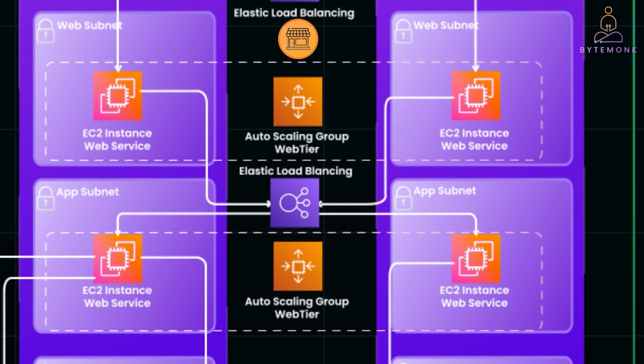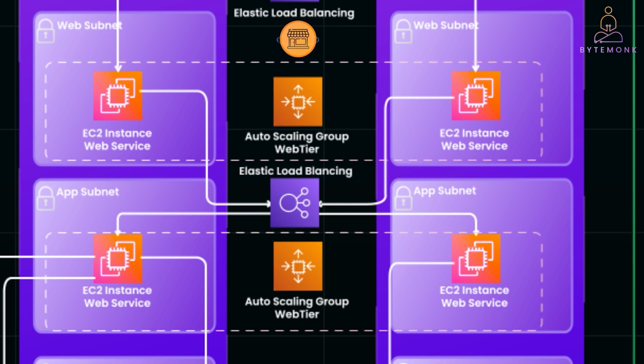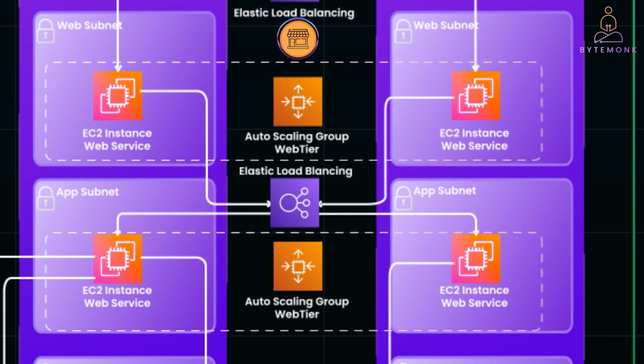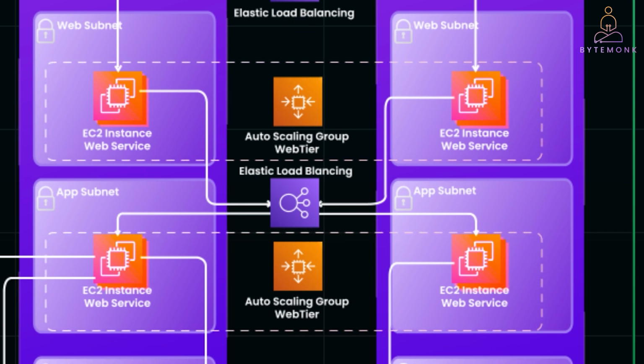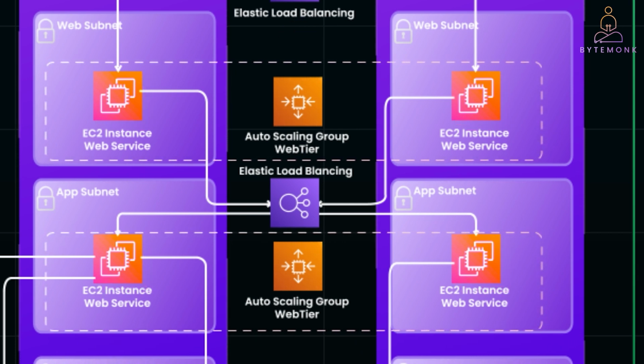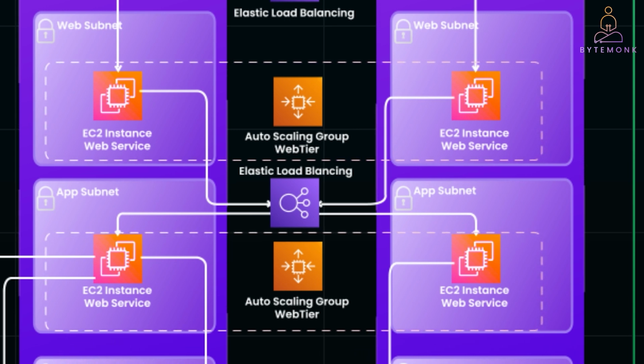So if you're running an online store and suddenly a sale goes viral, the ASG will detect increased traffic and automatically spin up more EC2 instances to handle the load. When traffic calms down, it scales down to save cost. It's like hiring extra cashiers during a rush hour and letting them go when things quiet down.